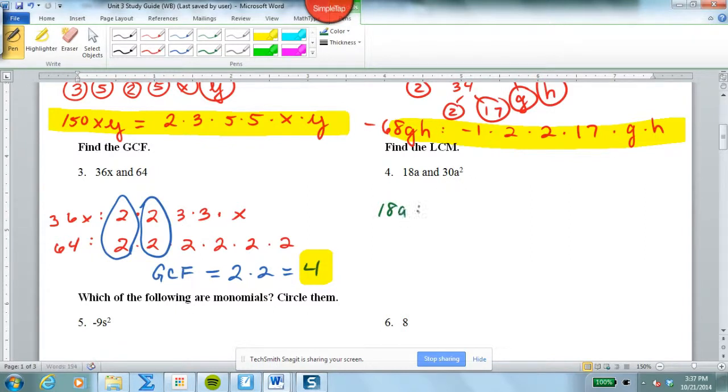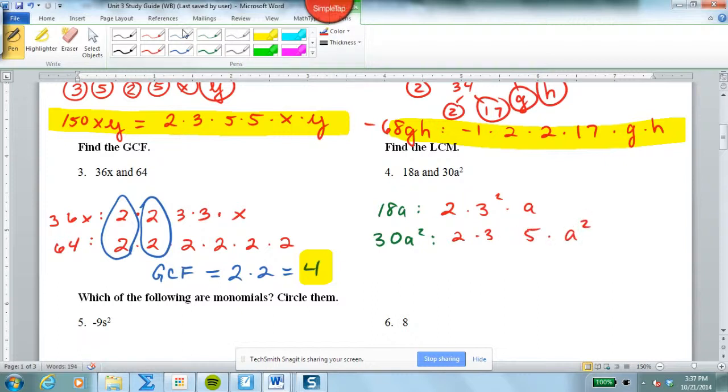But once again, there's a prime factorization method. Let's do it. It's 30a to the second and 18a. The prime factors of 18a are 2 times 3 squared times a. 30a squared is going to be 5 times 6. Well, 6 is 2 times 3, and 5 is prime itself, times a squared.